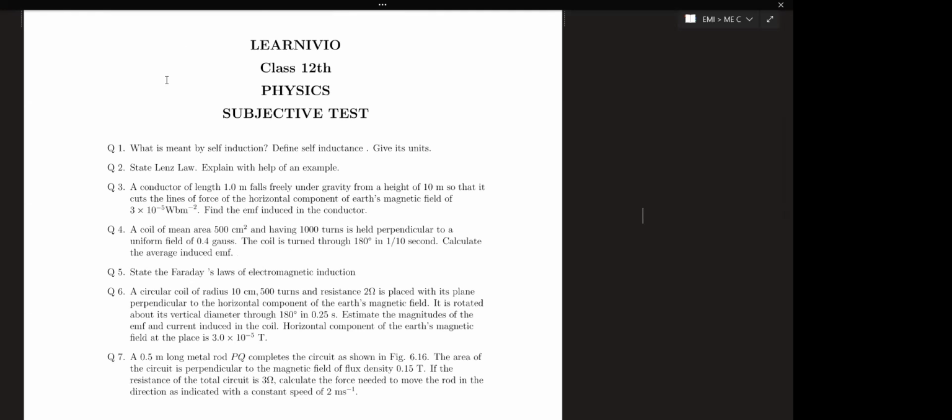Yes, class, please start with the test. And nobody is going to send me personally. Last time it became very difficult for me to identify all the papers in the personal chat. So the group is already made. Once you complete your paper and convert it into PDF, just submit it on the group.